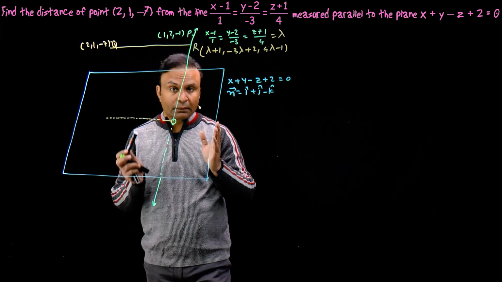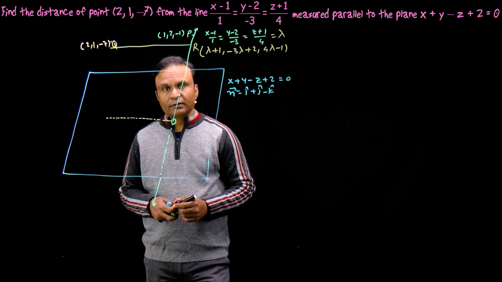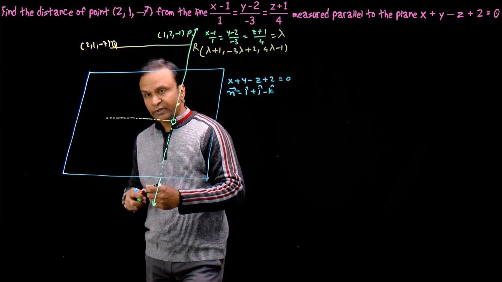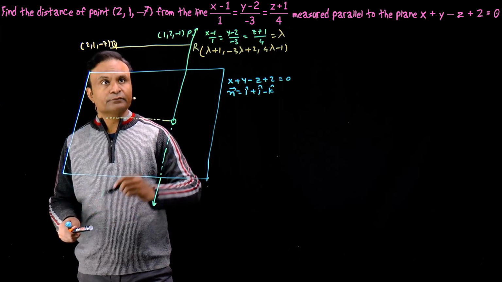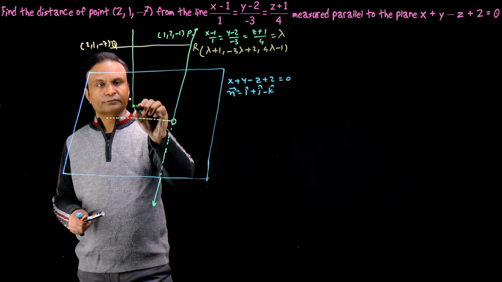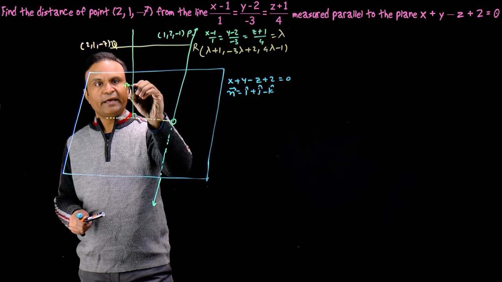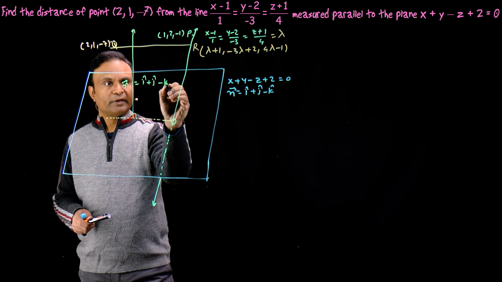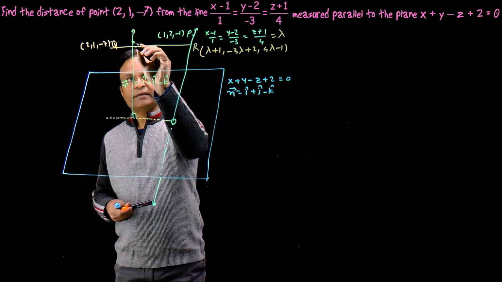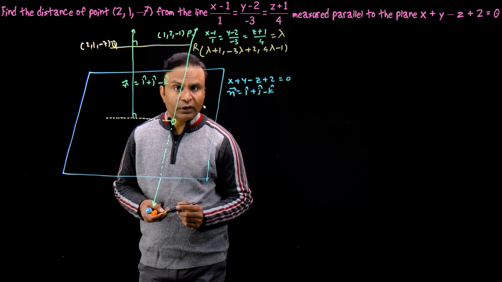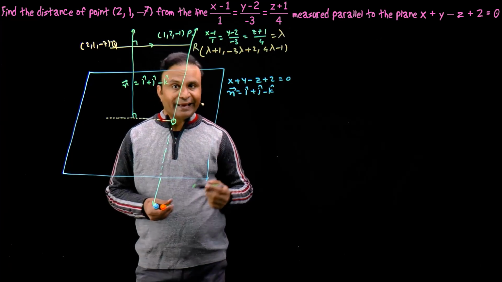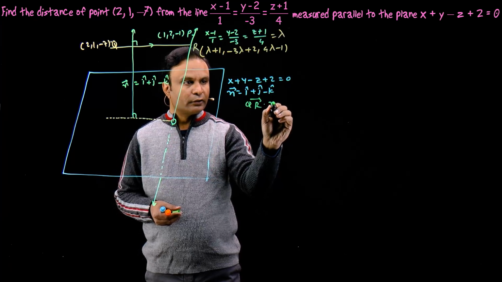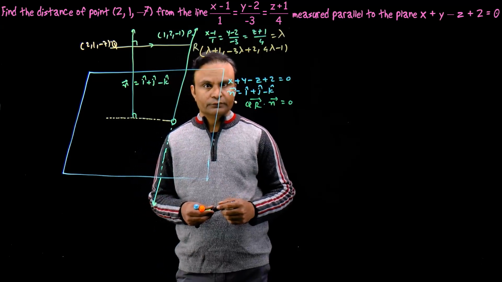Here QR is parallel to the plane. That means QR is perpendicular to normal to the plane. So let's draw normal to the plane. Here we have normal. This is a vector n. Okay, this vector is i plus j minus k. Now these two vectors are perpendicular. That means dot product of vector QR and n is 0. So we have vector QR dot n is equal to 0.